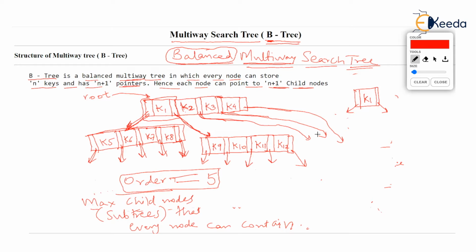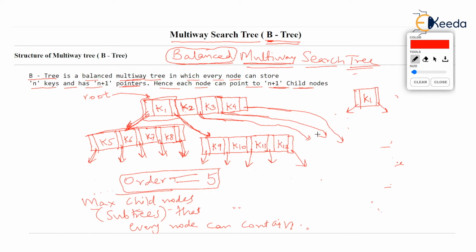So just come again. Just imagine there is a node which can store 100 keys. Then what will be the order? Node is storing 100 keys. So how many pointers come out? 101. So the order of the tree will be 101 because the node can point to 101 children. I hope you are understanding.